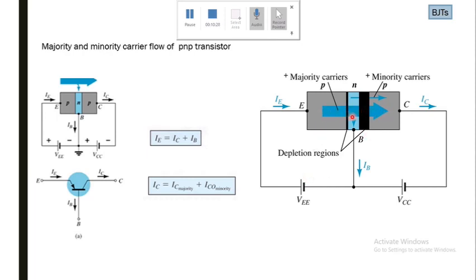A few of these majority carriers will be collected at the base terminal due to the negative potential here. The holes present in the base material, which is made of N-type material, are called minority carriers, and they can be seen flowing from base to collector, named minority carrier flow.